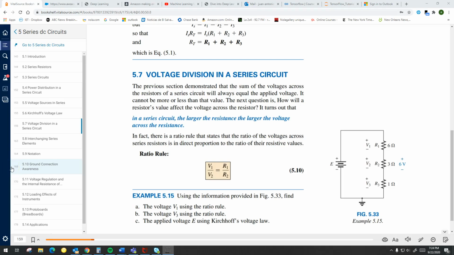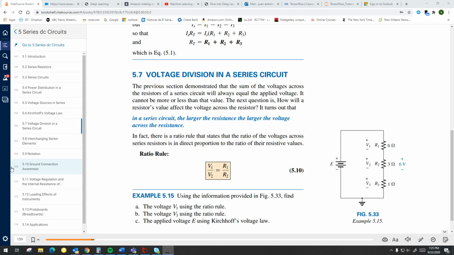Okay, so we continue now with chapter 5, and we're going to close this chapter with three more sections that we need to cover. Next we're going to be looking at what's called the voltage division rule, and it applies to series circuits. We're going to use this rule very often, so it's very important that you become familiar with it and feel comfortable using it.